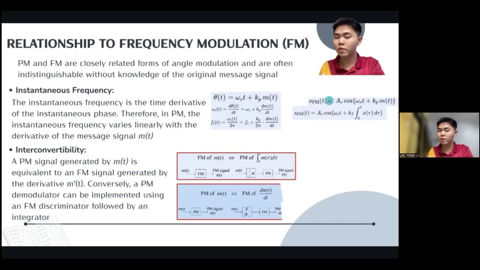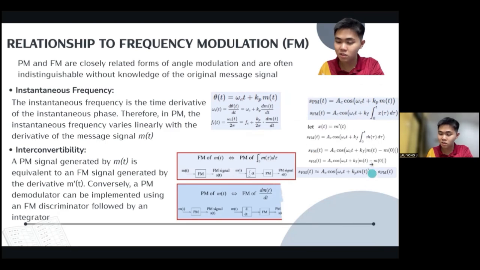We have two general equations, from phase modulation and frequency modulation. We let x equal the derivative of the message signal, and then we substitute into the equation, and we can get this equation.